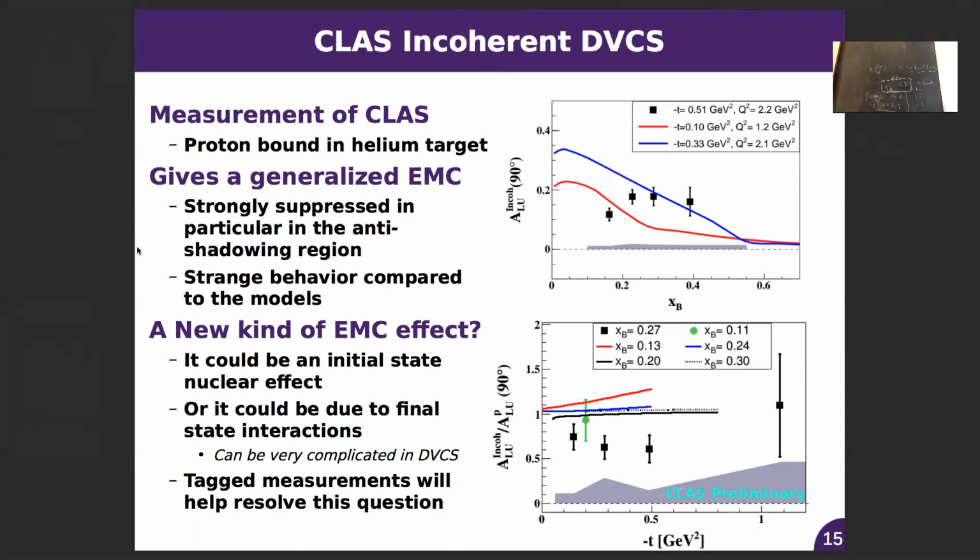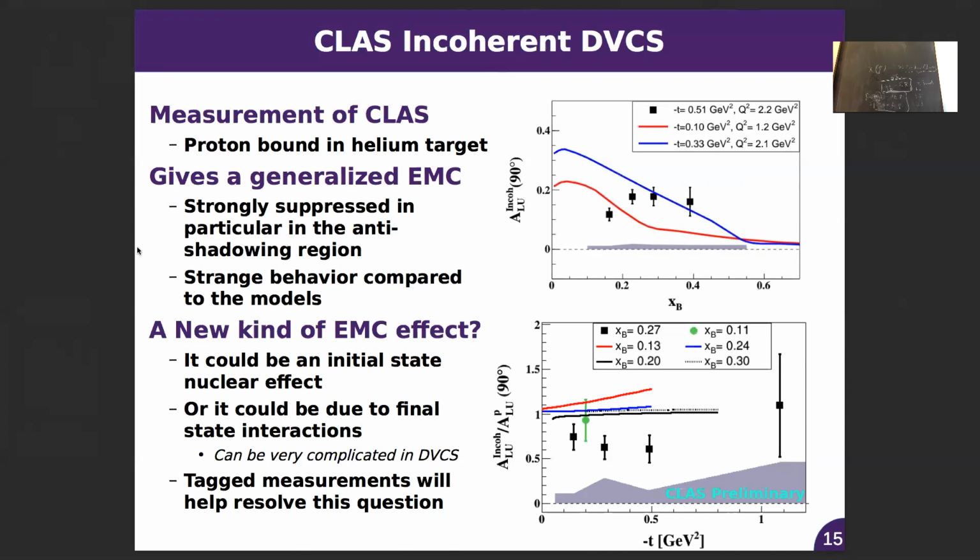One of the questions is whether this is an effect from the initial state, or is it due to final state interaction? Because this is incoherent, final state interaction is always possible. On top of that, now the observable is an asymmetry, so the effect of final state interaction in this case is not well known. There is some theory effort now to try to progress on that, and that's very interesting.